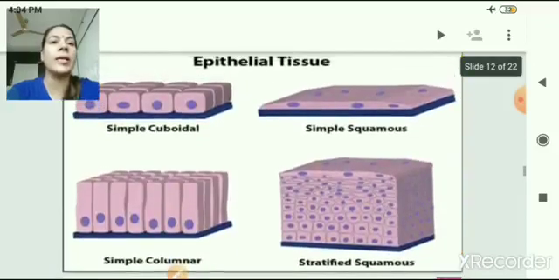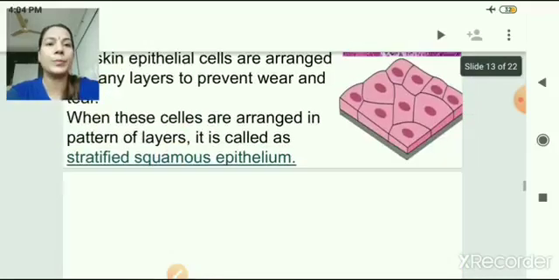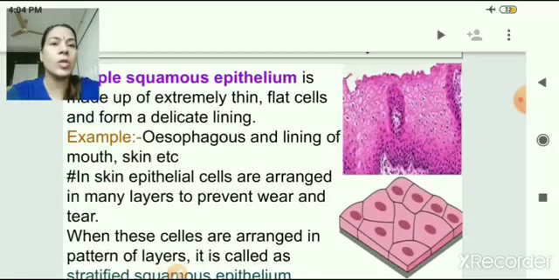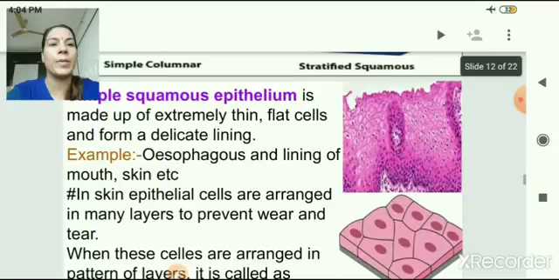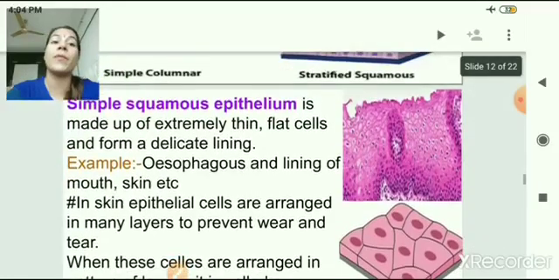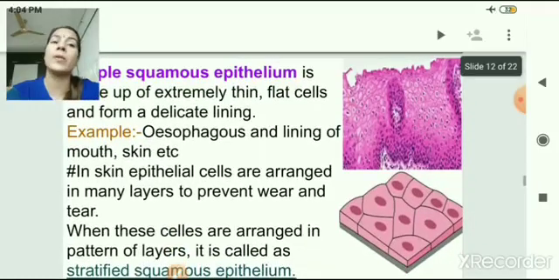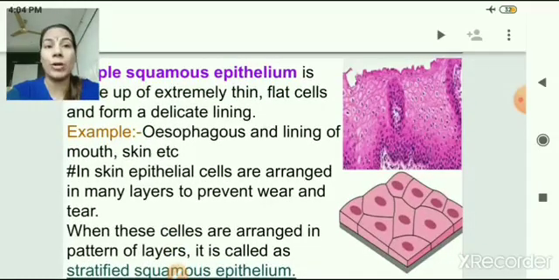Now here in this slide you can see that various types of epithelial tissues are shown. We are going to study these 4 types of epithelial tissues in detail. So now let us begin with simple squamous epithelium. Simple squamous epithelium is made up of extremely thin flat cells and it forms a very delicate lining or layer.